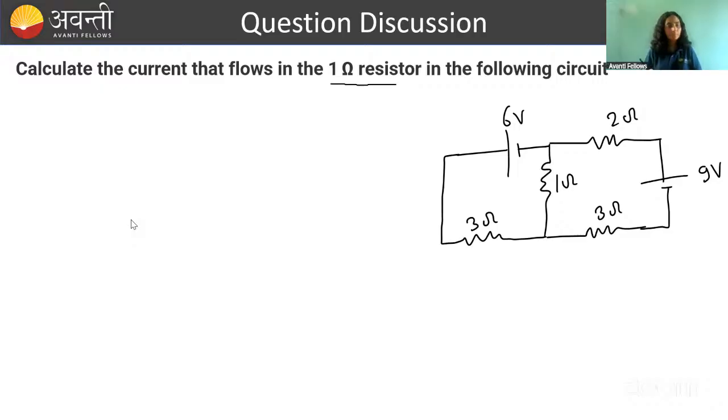Anybody? No one? Okay, ठीक है, चलो. Let's calculate it. If anyone has got anything or you need more time, you can let me know.